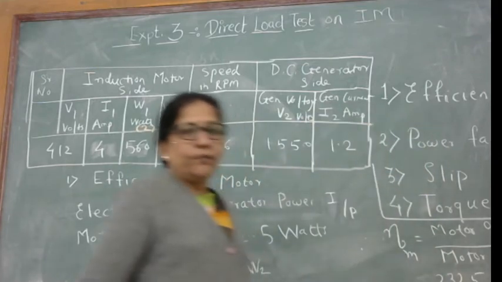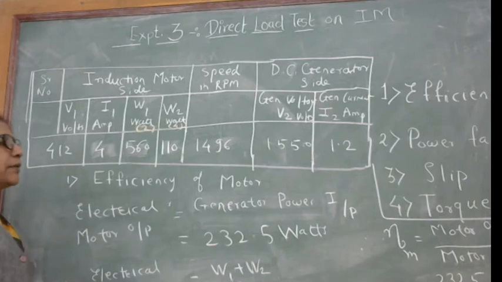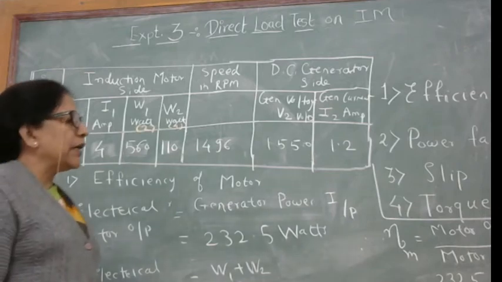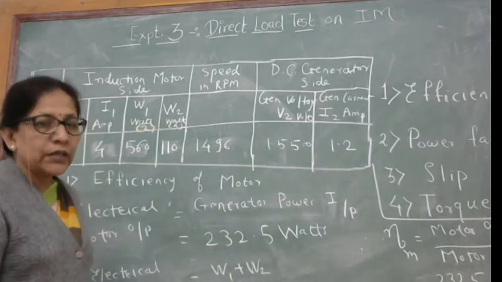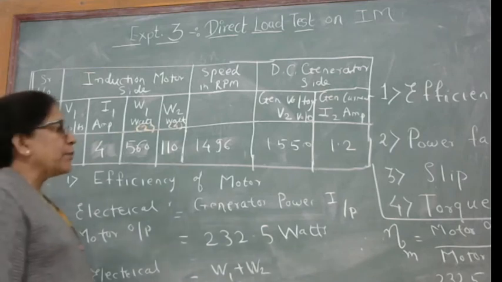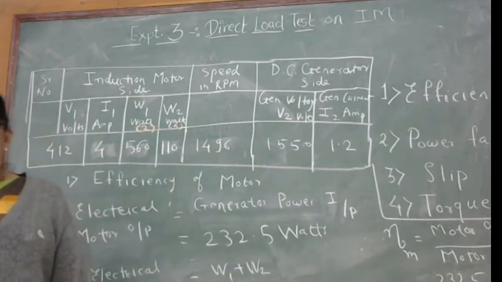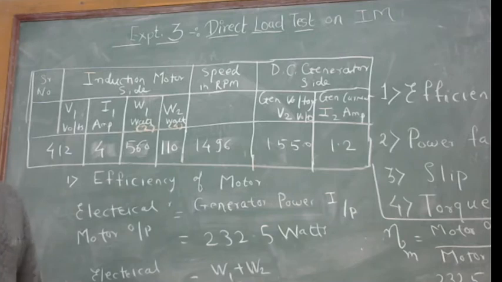So by calculation we get this value of efficiency, 0.14. So efficiency of the motor is very low because this is your first reading. That means at this reading the motor is running at very low load, and therefore it is showing low efficiency, which is equal to 0.14, or in terms of percentage we can say that this efficiency is 14%. So how do we calculate this efficiency?